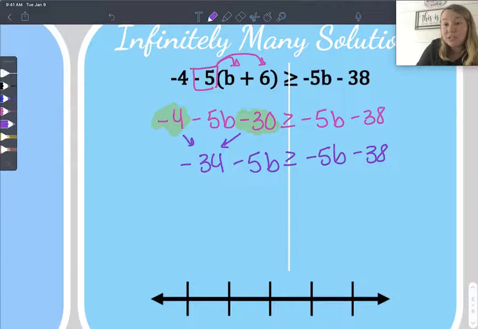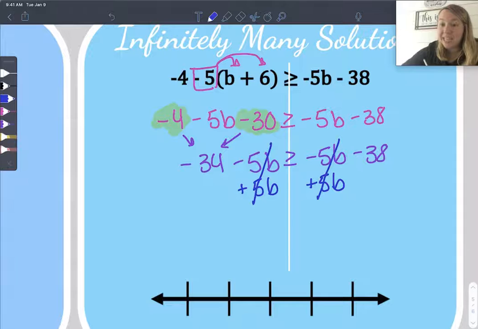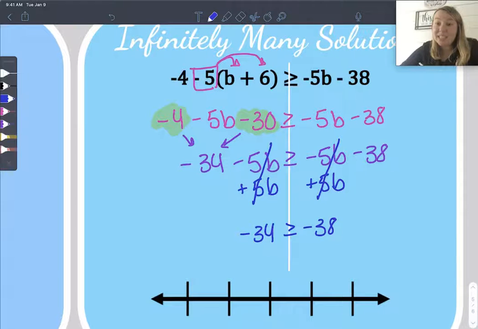The next thing I can do is add or subtract. I want to do my variables, so I'm going to actually add 5b to both sides. And just like the no solution example, the -5b's and the +5b's are going to completely cancel out both of them. And we will be left with -34 is greater than or equal to -38. Now, in this case, this is completely true. -34 is greater than -38. So this is an example of infinitely many solutions, also known as IMS.